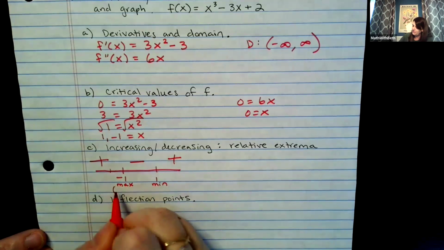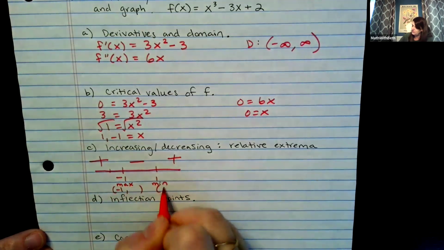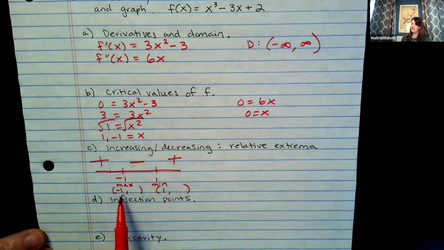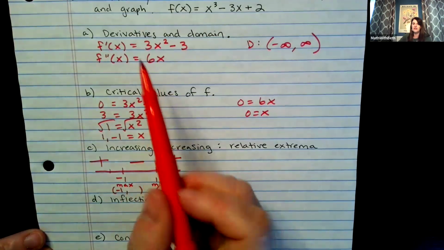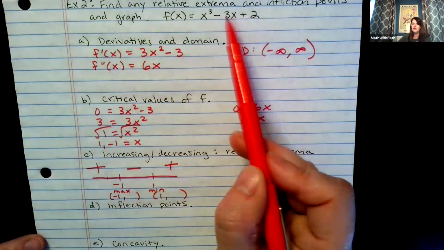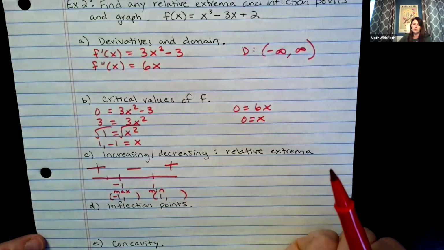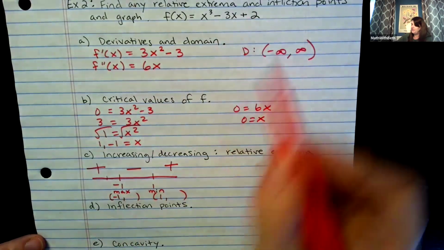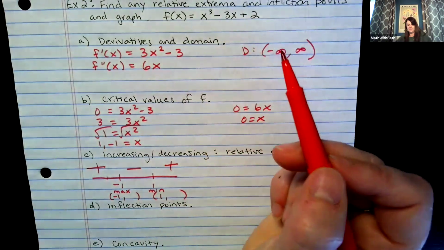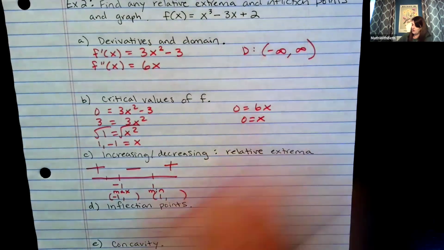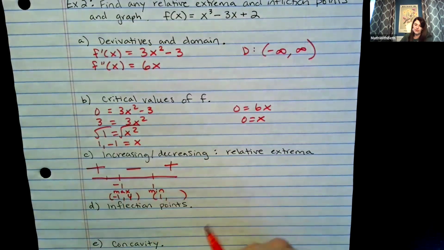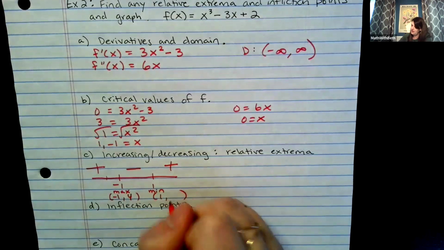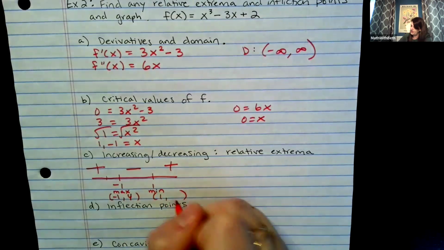And I'm going to go ahead and find the rest of the points while I'm here. So I'm plugging the -1 and the 1 back into the original equation to get the rest of the point. So plugging -1 in, I'm going to get 4. Plugging +1 in, I'm going to get 0.